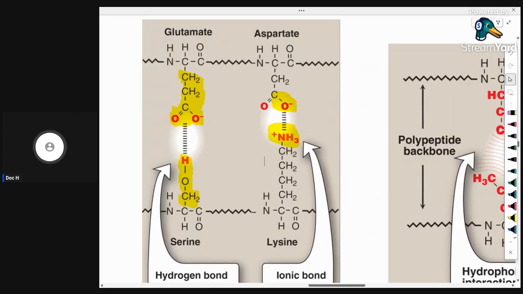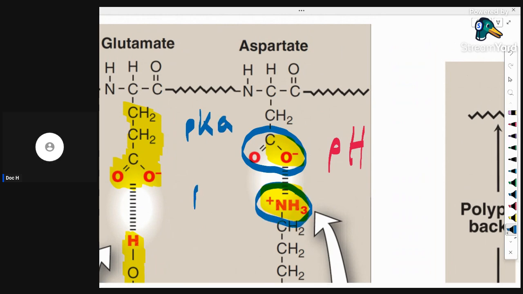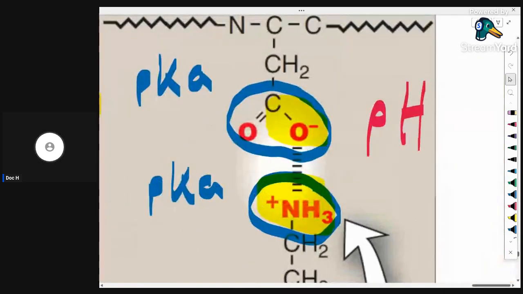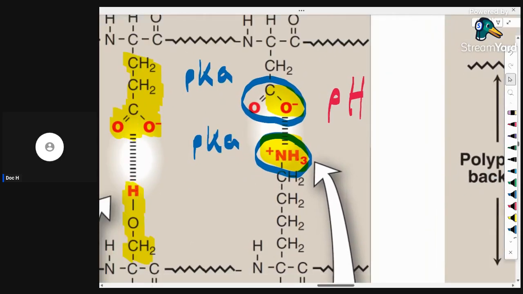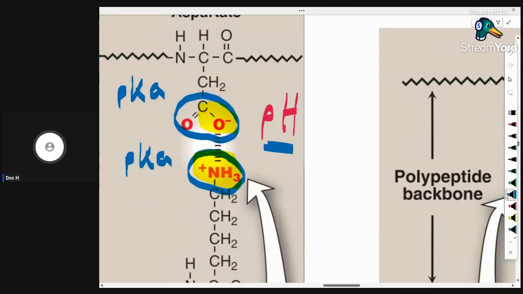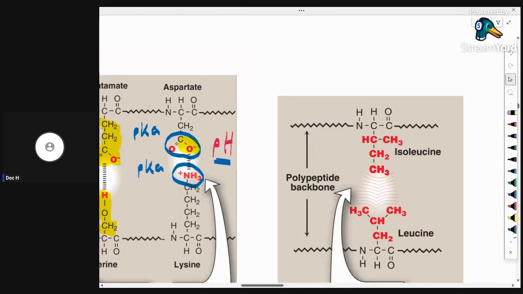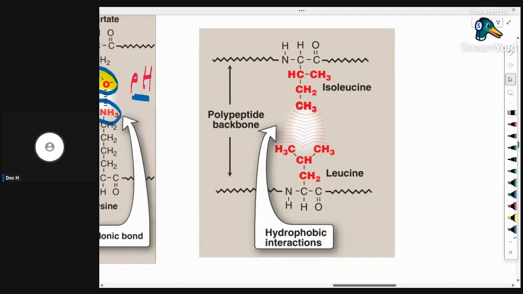Remember, this depends on the pH, right? Because this group here will have a pKa value associated with it, as will this group. So whether they are actually positively and negatively charged like this depends on the pH. So just be wary of that. If you change the pH, you might knock out this positive charge here and stop the ionic bond from happening. And that will destabilize protein shape and therefore function. Again, speak to me if you're unclear about that, but I don't want to labor that point anymore.